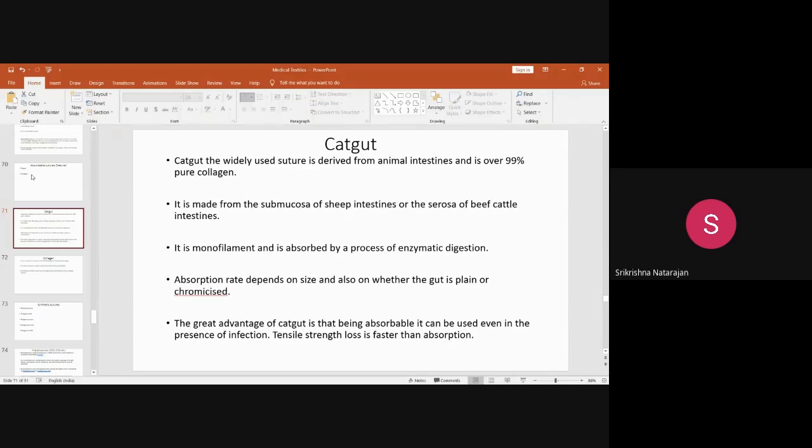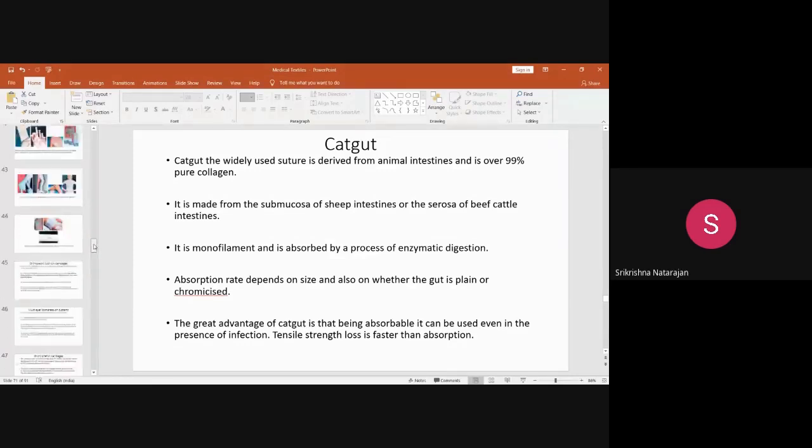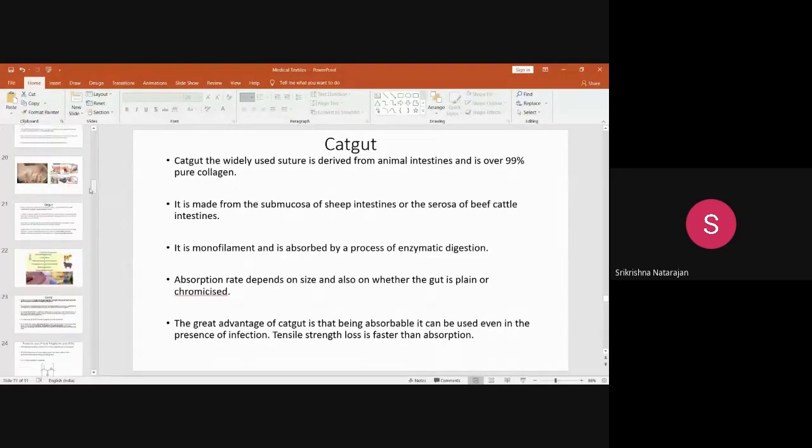Another advantage is that it can be used even in the presence of infection. And the thing is, the tensile strength loss is faster than the absorption. So this is a disadvantage, because since it is an absorbable suture, it will absorb within the human body very fast. So before it is absorbed, the strength of the suture gets reduced. That is the disadvantage. Catgut is one of the popular sutures, but it is also banned in certain countries because of certain problems associated with it, which we have discussed earlier.